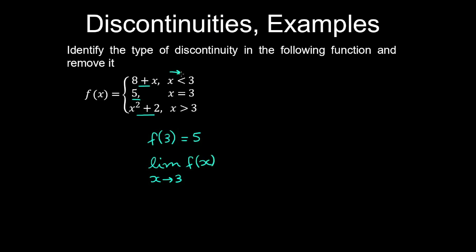So from the left hand side, the function approaches 11, and from the right hand side of 3, the function approaches 11. So therefore the limit is equal to 11, and it exists. So now we can see that the value of the function at 3 is not equal to that of the limit, and because the function is defined, we have a point discontinuity. So to remove this discontinuity, we need to set the value of the function at x equals 3 to be the same as that of the limit.